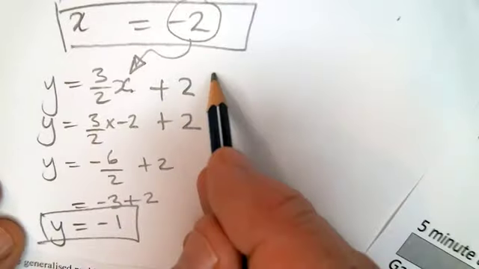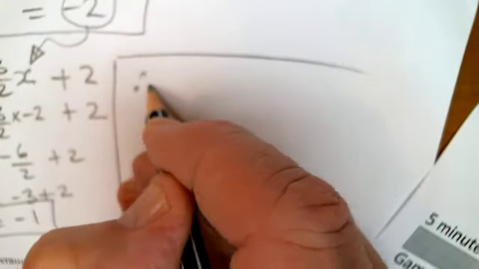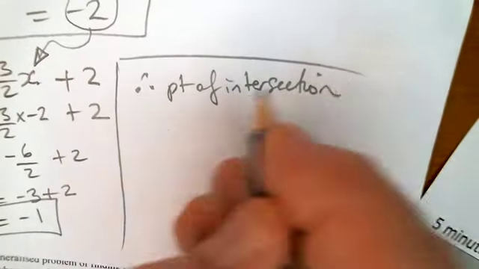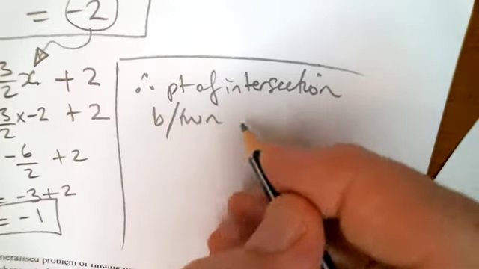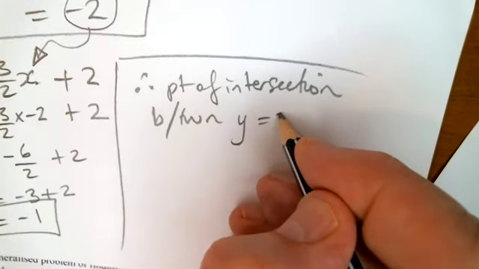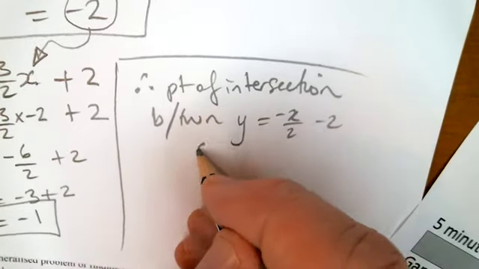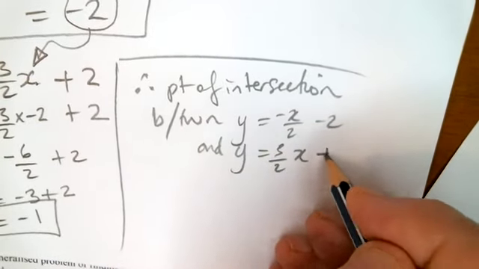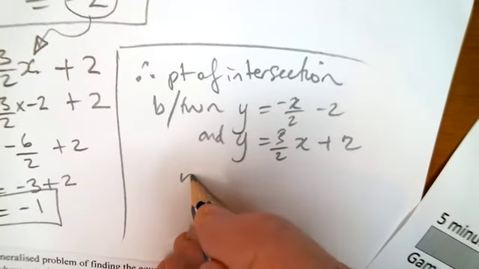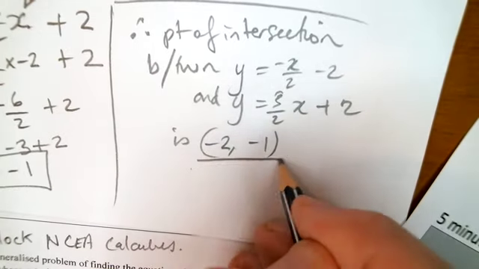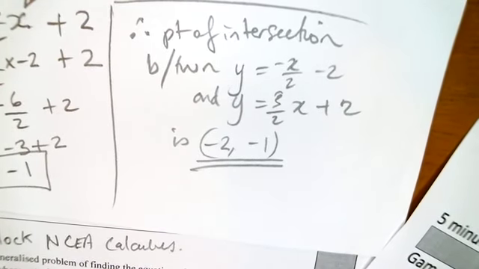So now let's write a concluding statement, which might be something along the lines of: therefore, point of intersection between y equals negative x on 2 minus 2, and y is equal to 3 on 2x plus 2 is negative 2, comma, negative 1. We write them as an ordered pair, and that is our conclusion.